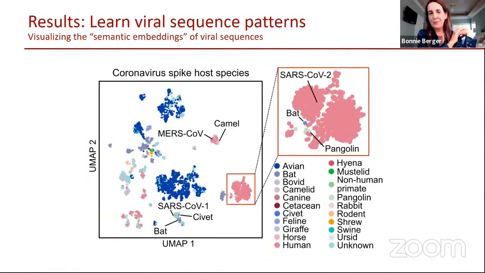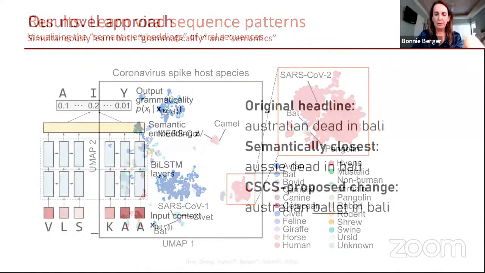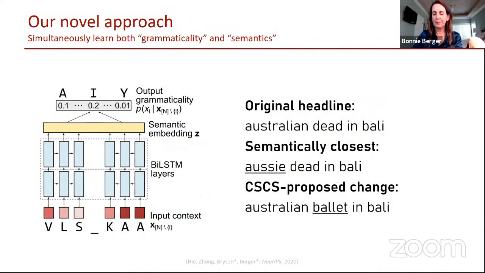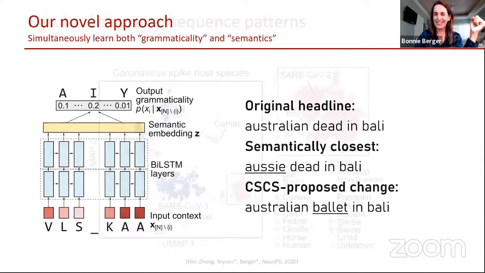So what we've been able to do with this model, and I want to say that this model will be appearing in NeurIPS 2020, and the reviewers and editor were very excited about its contribution to biology, and it probably wasn't done in this way for natural language processing because there was no reason to preserve grammaticality and semantics.